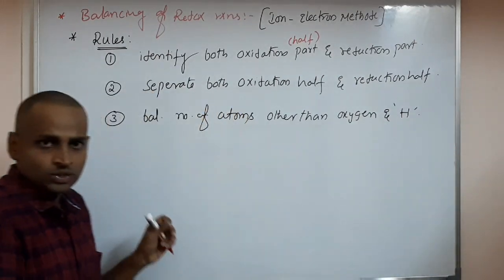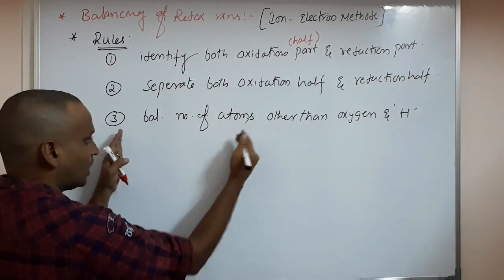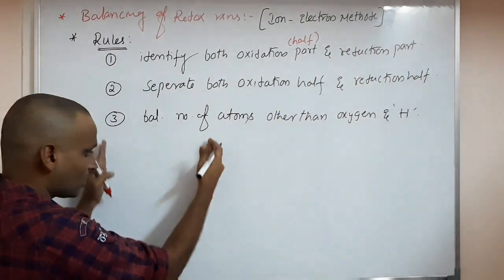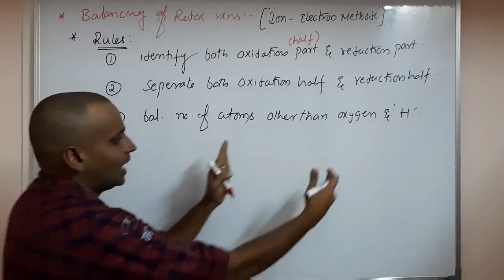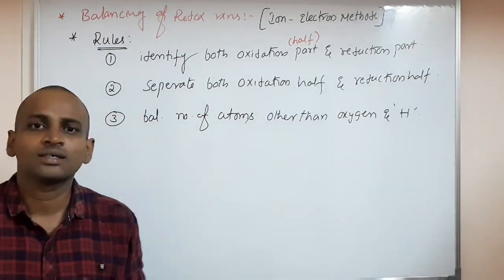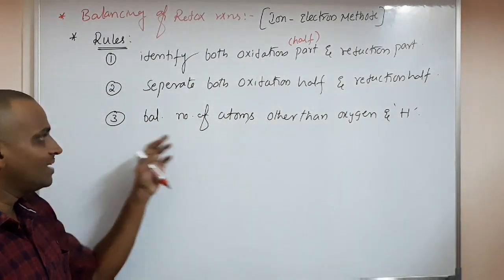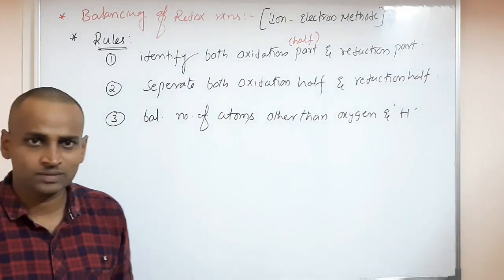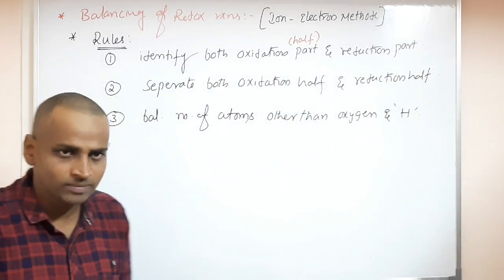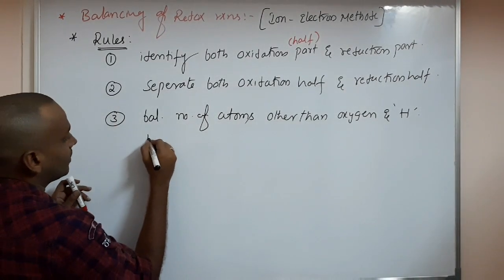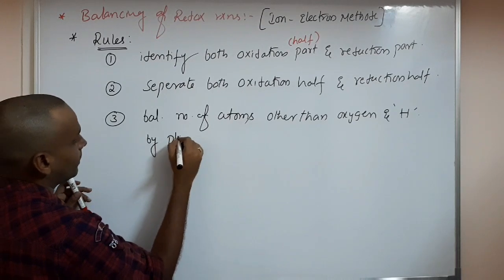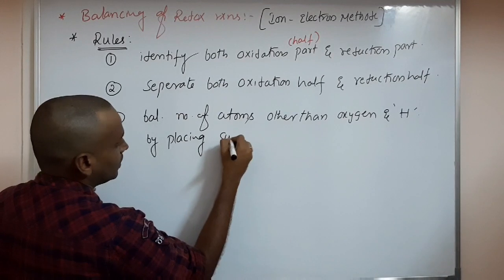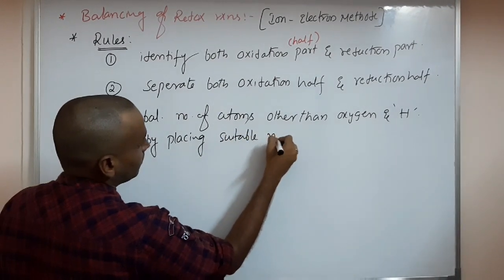This we have to do. So we will separate, means two halves we will write. Oxidation half, like two columns. In the first column, suppose I am taking the oxidation half, and in the second column I will take the reduction half. In that I will balance the number of atoms other than oxygen and hydrogen. Got it, what I am saying? I will do that by placing some suitable number.